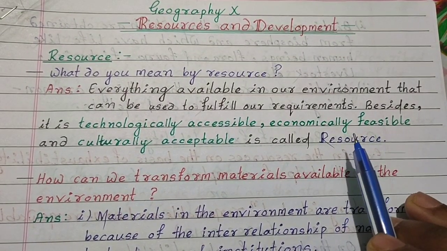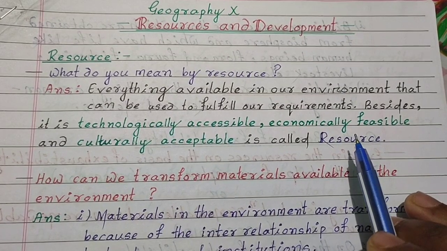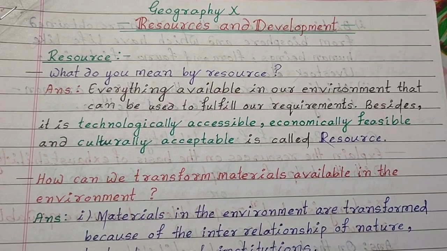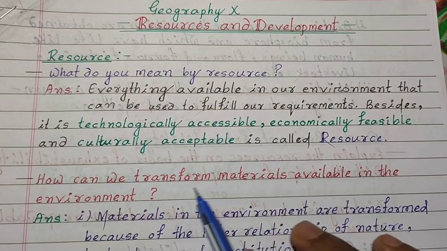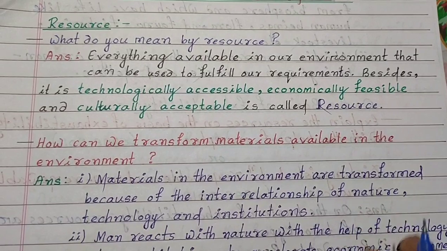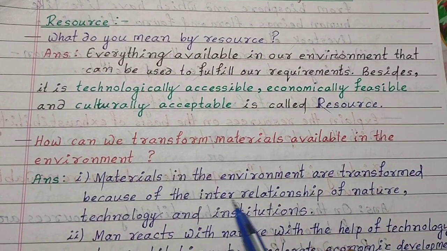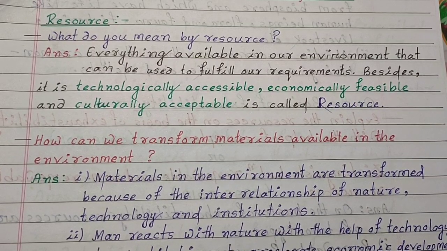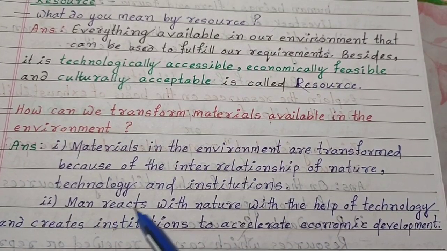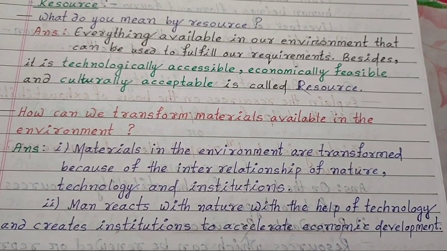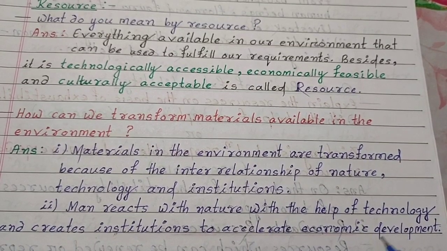Okay, so you remember what is meant by resource: everything available in an environment that can be used to fulfill our requirements. Next, how can we transform materials available in the environment? Materials in the environment are transformed because of the interrelation of nature, technology and institution. Second point, humans interact with nature with the help of technology and create institutions to accelerate economic development.